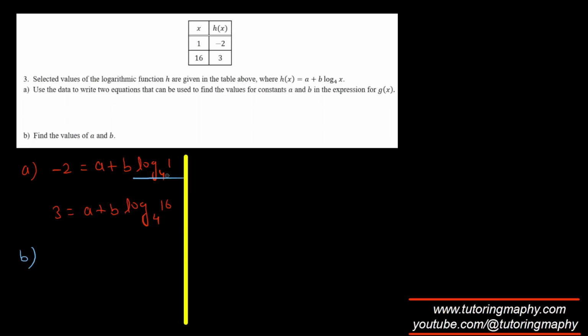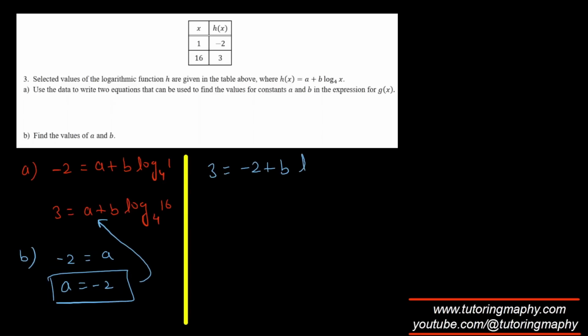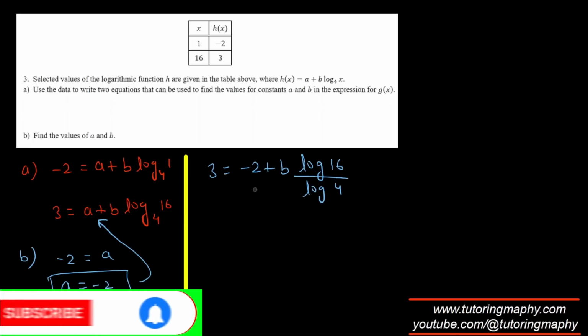well, this is good for us because this is at log 1, right? Log 1 is 0, doesn't matter what the base is. So -2 is equal to a from the first equation, or a is -2, and that we are going to sub in over here. So 3 is equal to -2 plus b log 16 with base 4, which can be written as log 16 over log 4 using the change of base formula.